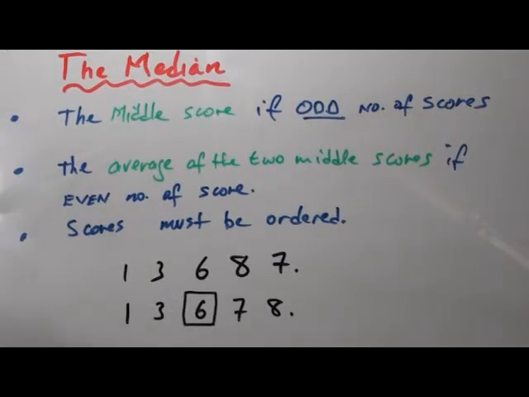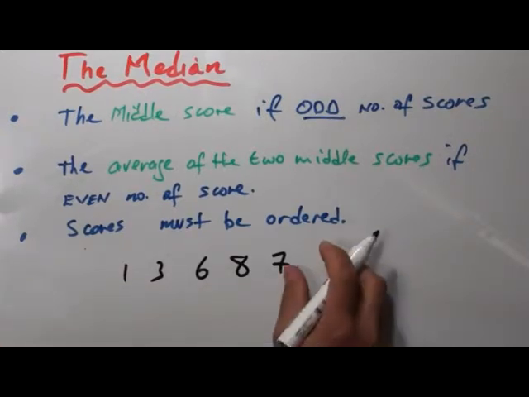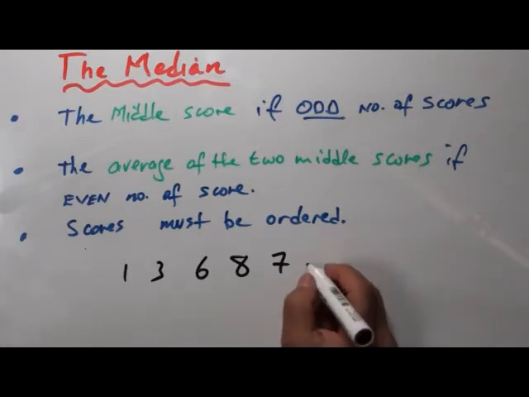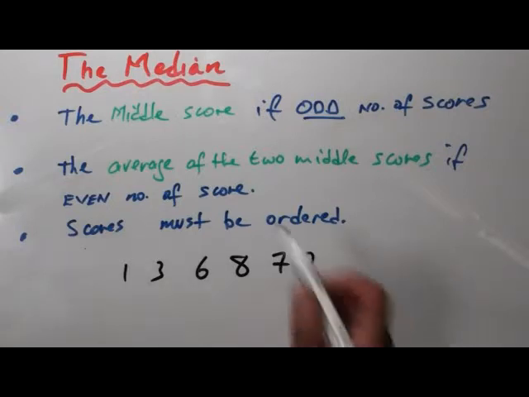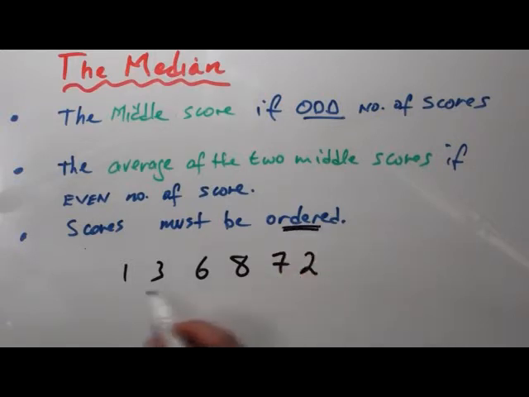However, if I had a situation where I have now got another score, and let's say my last score was 2, let's say now I've got 6 scores, and these are the scores, and I'm asked to find the median. The first thing I must do is make sure that my scores are ordered, and you can see here that they're not ordered, so I've got a 1 and then a 2, so I need to rewrite them in the correct order. So it'll be 1, 2, 3, then 6, then 7, then 8.